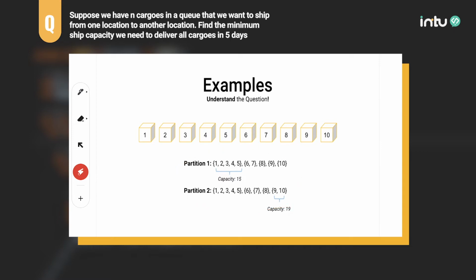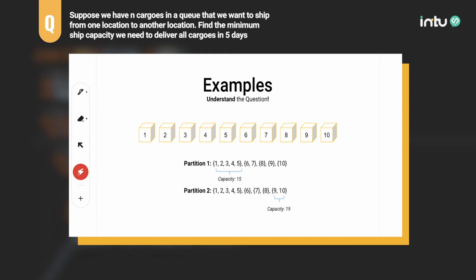There are many different ways to group them, but I came up with the following 2 partitions. For the first partition, I grouped the first 5 together, 6 and 7 together, 8 by itself, and so on. With this particular partition, we would need a ship with a minimum capacity of 15 to deliver all groups from one place to the other. This minimum capacity can be calculated by finding the group that has the highest total weight. In this case, this is that group.